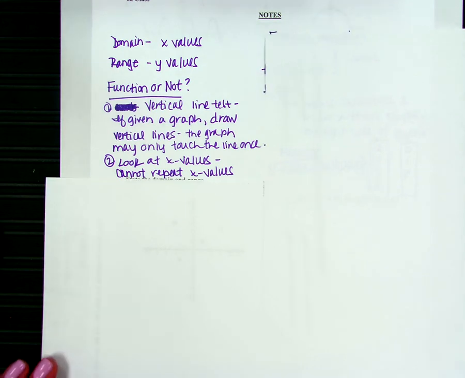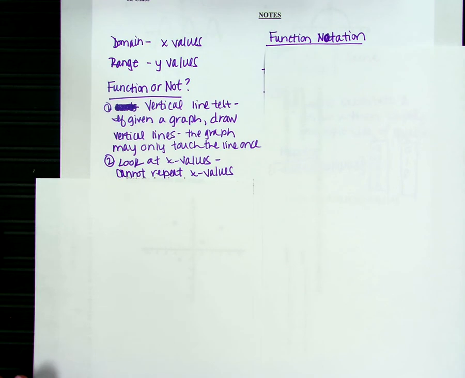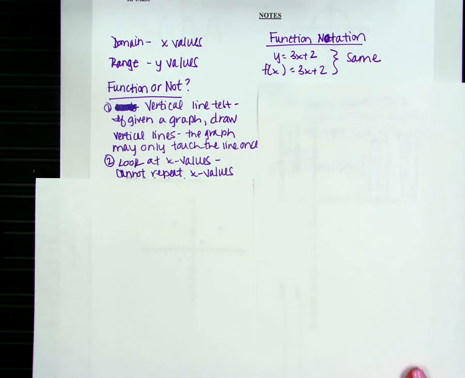In addition to those, we're going to be looking at function notation. Our function notation looks like this: f of x equals 3x plus 2. It's the same as saying y equals 3x plus 2, just written a little bit differently in function notation.